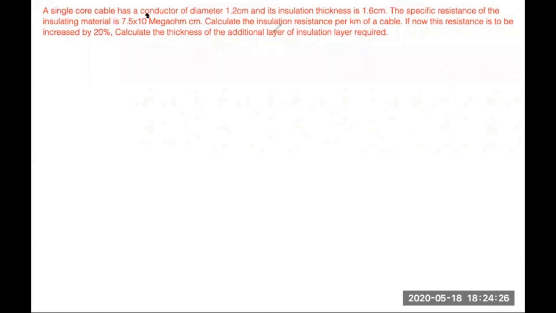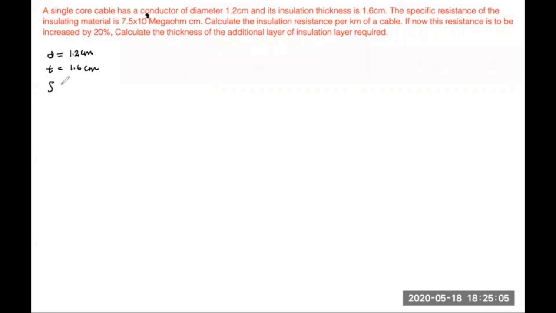If you understand one problem, later it will be very, very easy to solve. First of all, let us understand what he has asked and how to proceed. He has given certain parameters. A single core cable has a conductor of diameter D, so D is equal to 1.2 centimeters. And its insulation thickness is 1.6 centimeter, so T is equal to 1.6 centimeters.